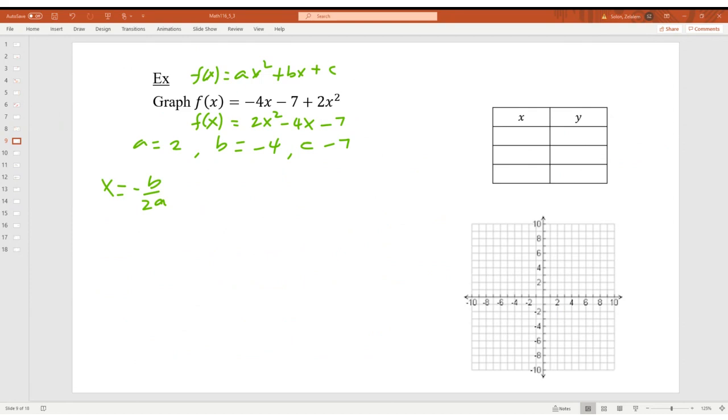You have to rearrange it. Here you go. So if you see the function, the a is in front of x squared. So the quadratic term is 2x squared. Now a is always the one in front of x squared. So you have to rearrange the equation. So this equation needed rearranging. So you have to write it in standard form. That's the standard form, where you have 2x squared minus 4x minus 7. So this is not the standard form, okay?